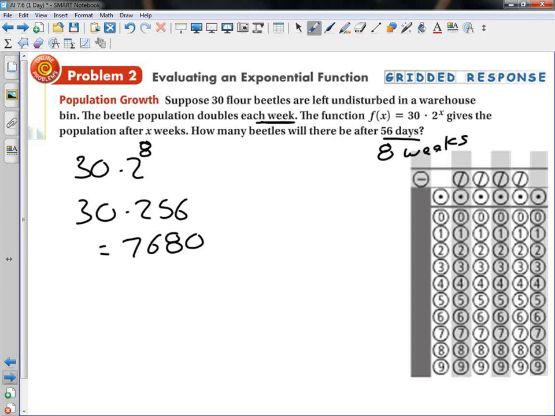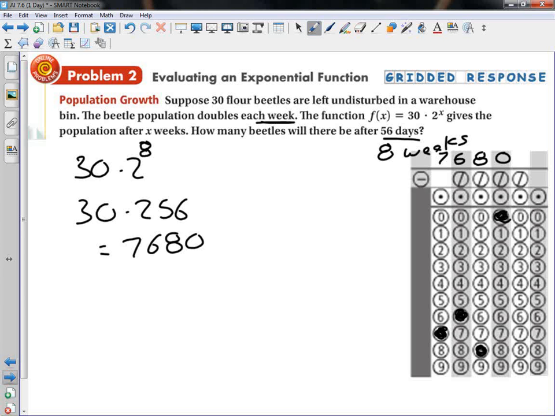I would say that's probably an infestation. But let's write it in a gridded response here. So it goes 7, 6, 8, 0.